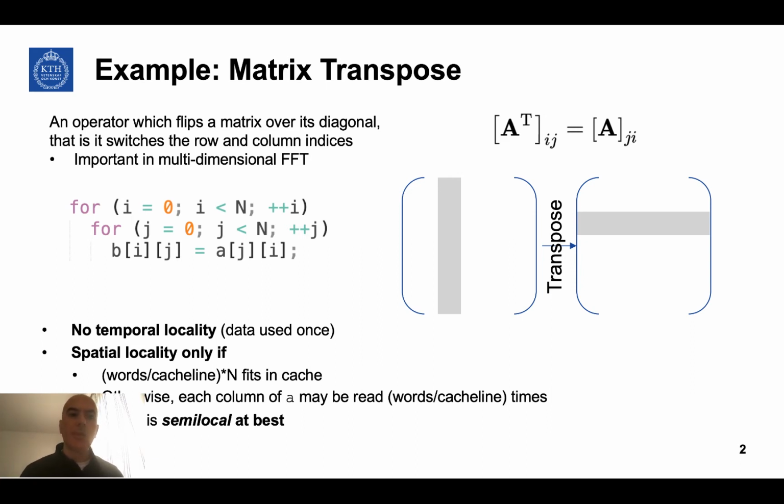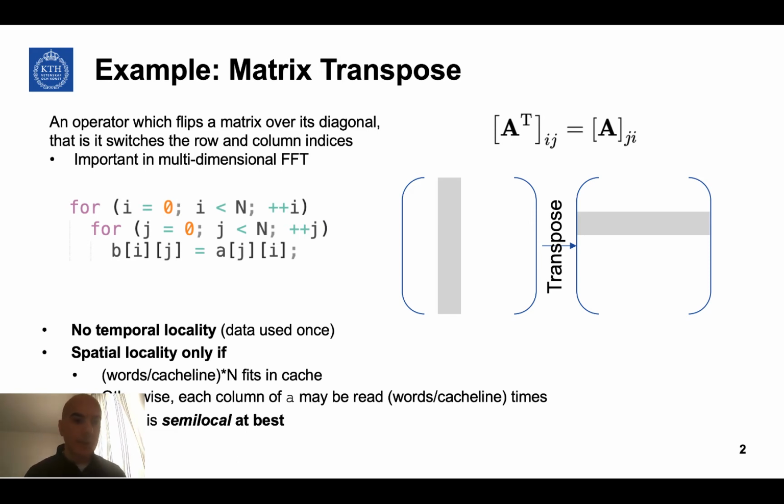The matrix transpose is a very important kernel when it comes to HPC. For instance, it is widely used in calculating two-dimensional and three-dimensional fast Fourier transforms. But let's look at a simple example of how to calculate a matrix transpose.